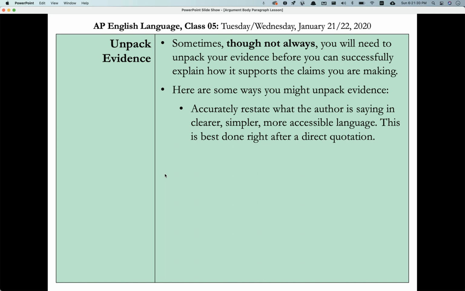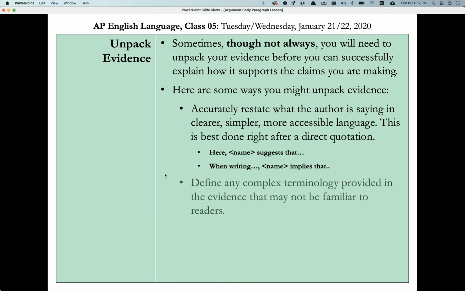It uses a lot of jargon, which is actually the next piece here. There's complex terminology in the evidence that might not be familiar to a wide swath of the audience. So you have to unpack that, right? Say what is actually meant in simple terms for the reader. I gave you a few little sentence frames that you might use when first practicing this, though later I think you can figure out what ways work best for you. So here, person or writer suggests that something, or when writing blank, this writer implies that blank.